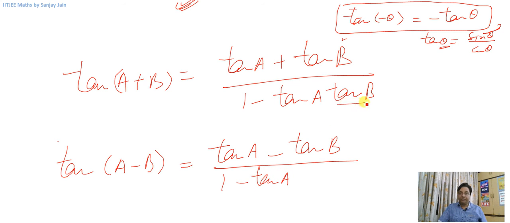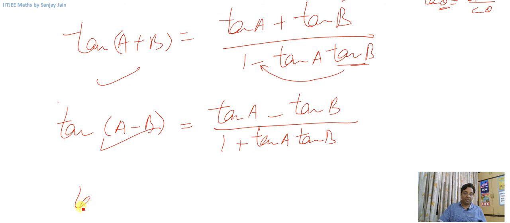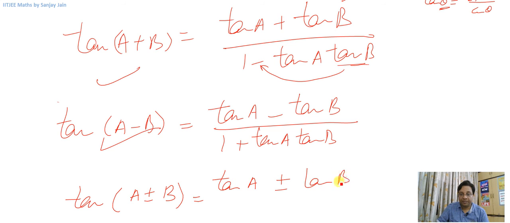This tan B, if I replace B with minus B, this will become minus tan B, and because of that this minus will become plus. So this will become 1 plus tan A tan B, right? So if I want to write this formula collectively, as you may find in some of the books, you can write it as tan of A plus minus B is equal to tan A plus minus tan B divided by 1 minus plus tan A tan B.